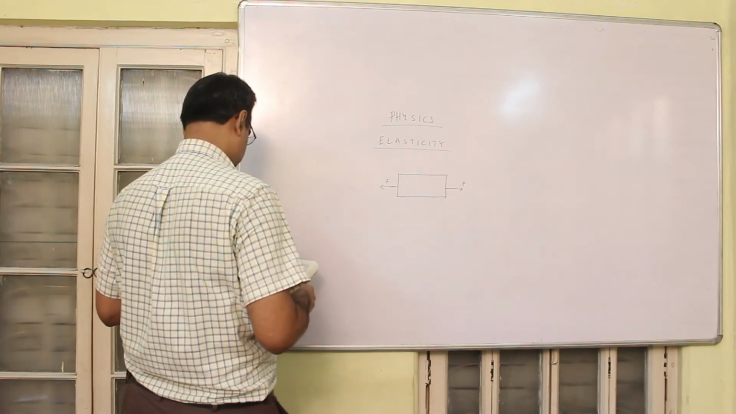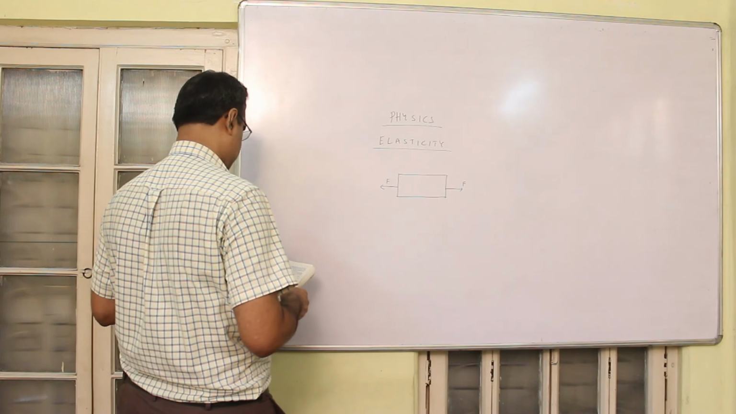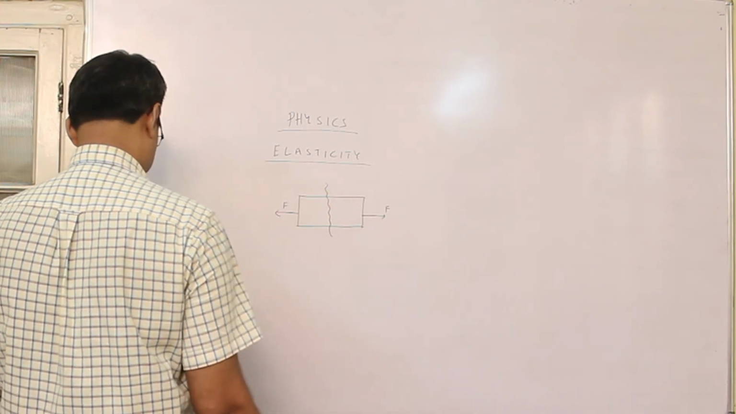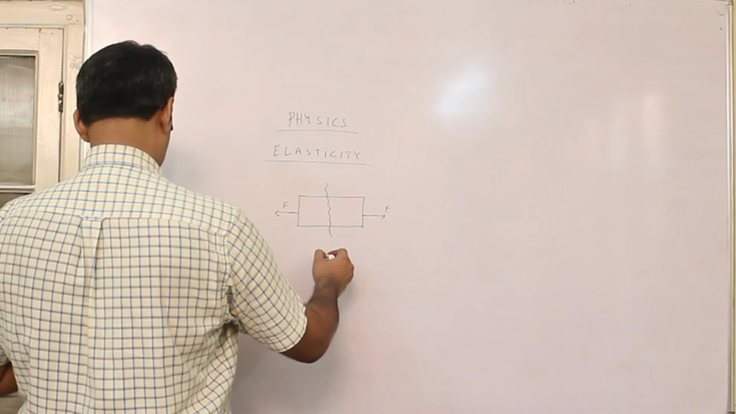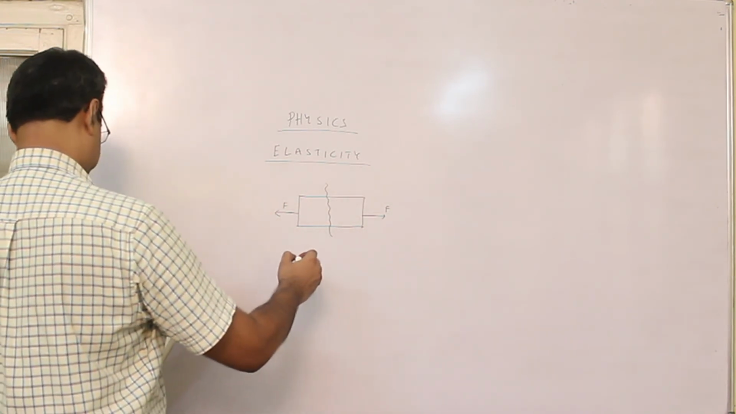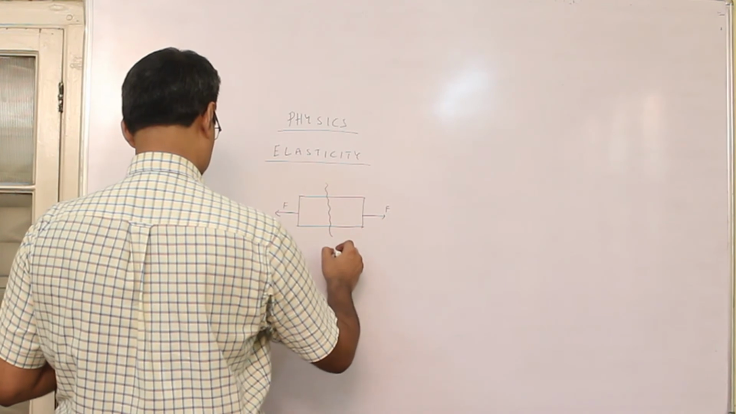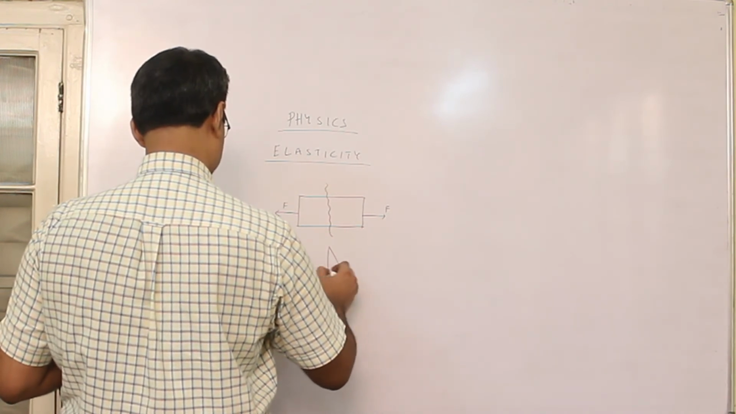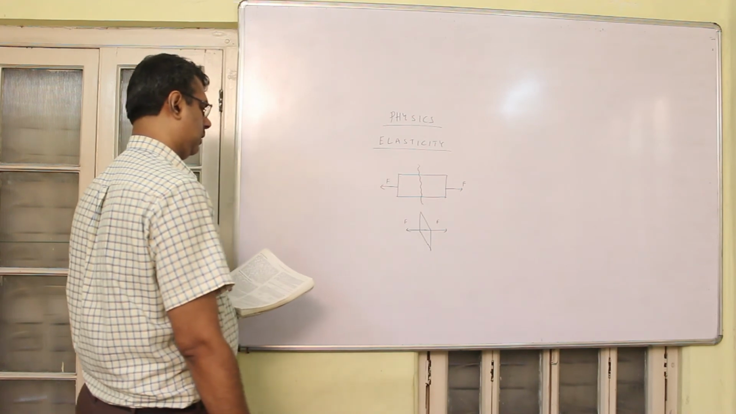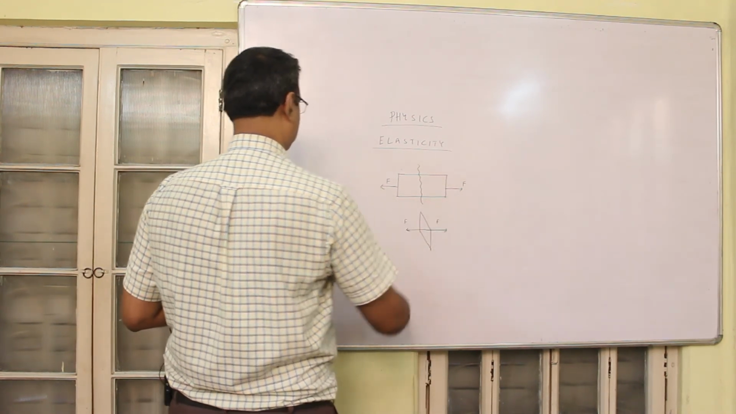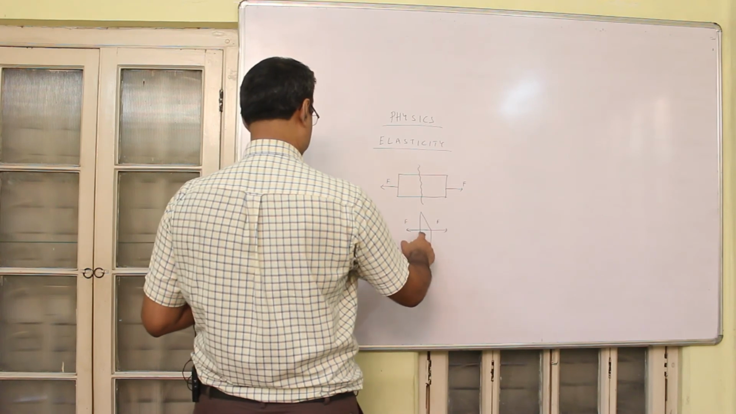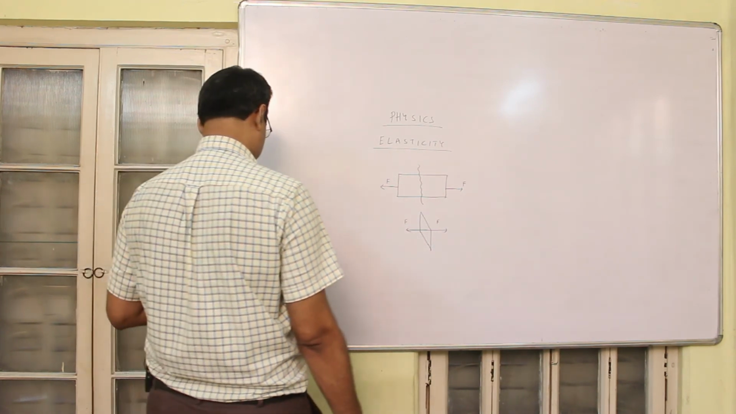So when the wire is pulled by a force F from both sides, then if you consider any cross section of the wire, the two sides of the cross section exert equal and opposite force on each other. So this is a wire, it is pulled by a force F on either side, and if we consider any cross section of the wire, then both sides of the cross section exert equal and opposite force F on each other.